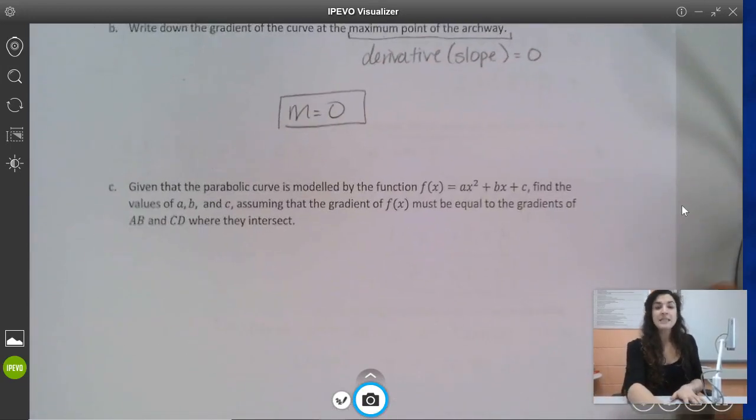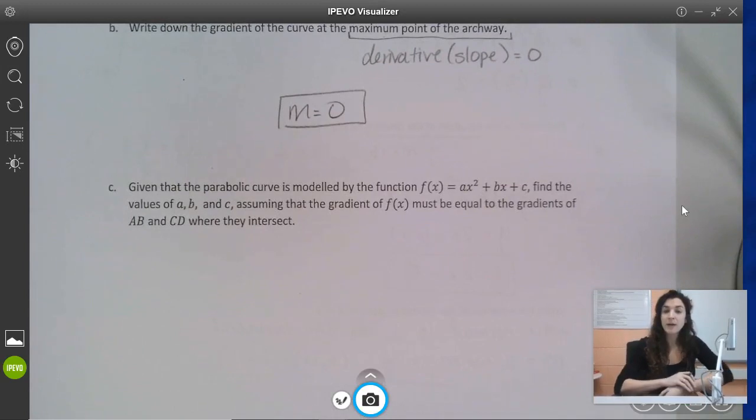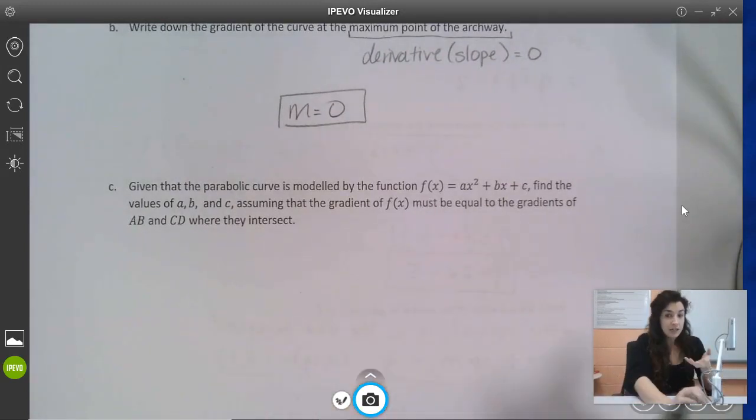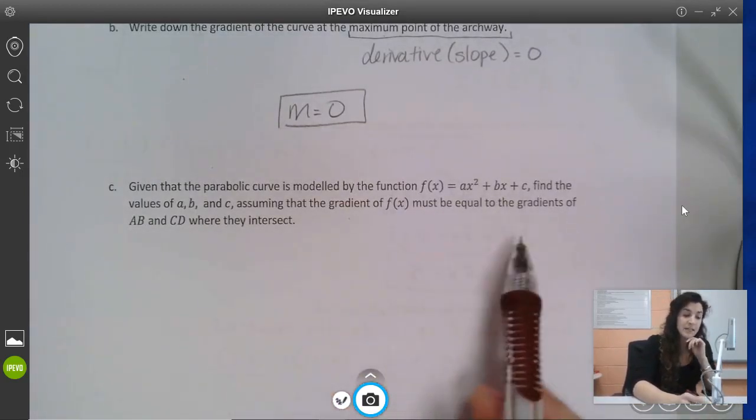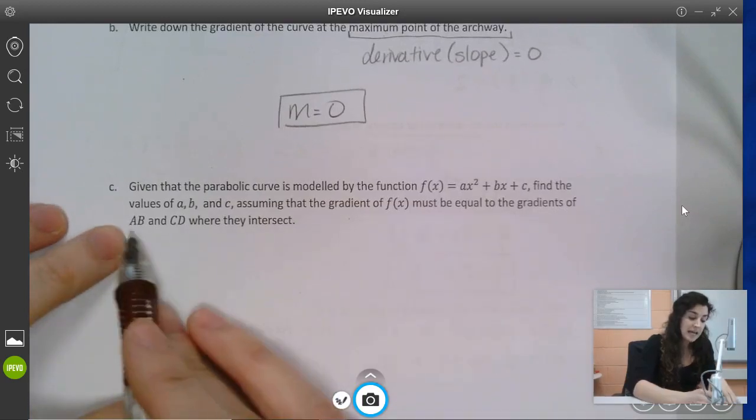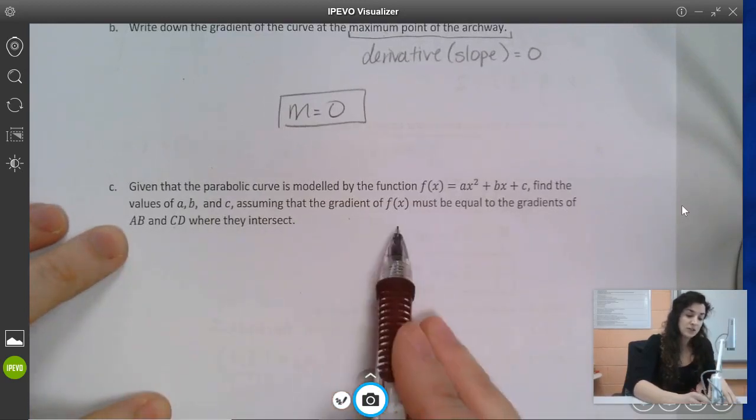All right. So it says, given that the parabolic curve is modeled by the function, and then it doesn't give us anything. It's just, hey, this is a parabola. We need to solve for all of our coefficients, assuming that the gradient of f of x must be equal to the gradients of AB and CD where they intersect.